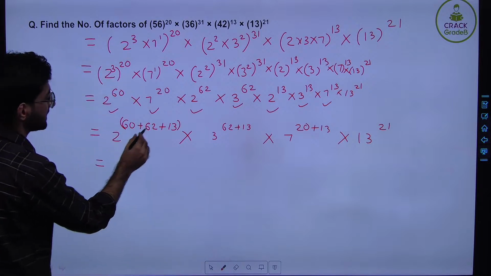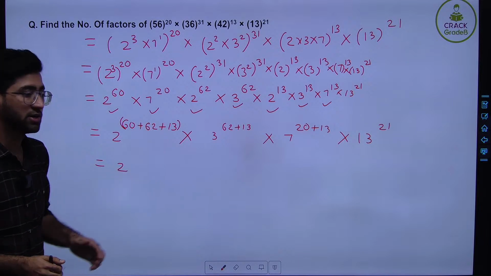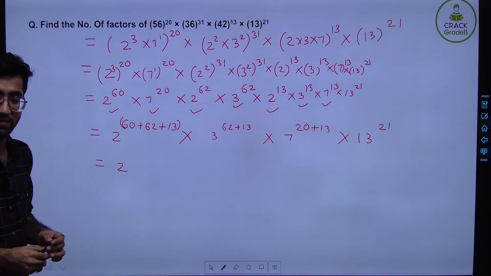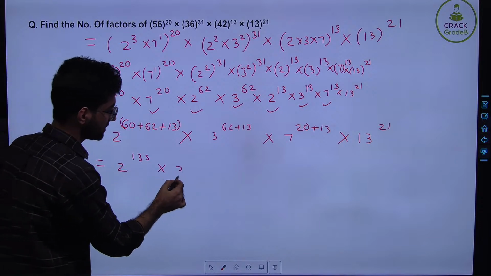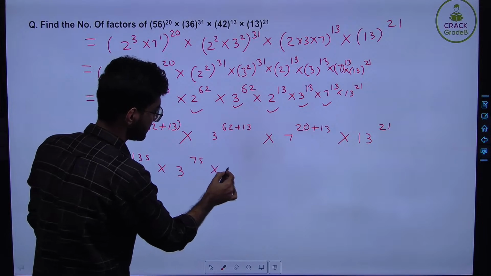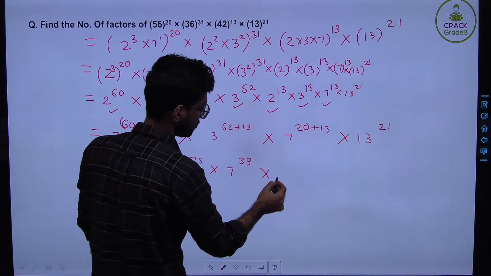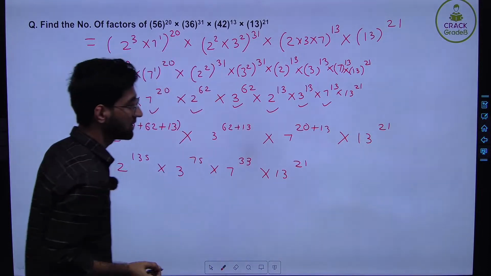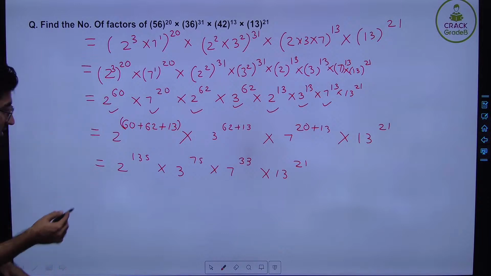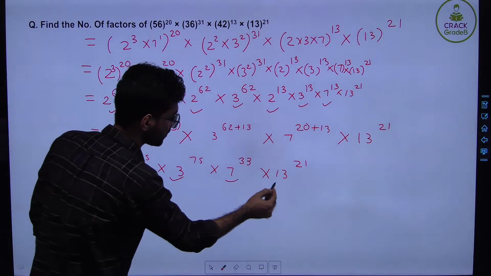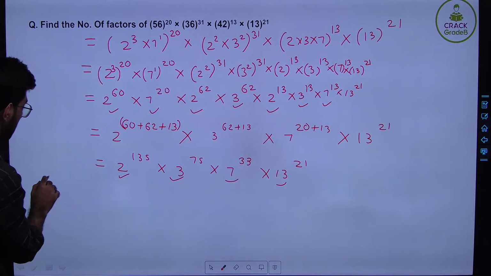2 to the power 60 plus 62 is 122, 122 plus 13 is 135, right? So 2 to the power 135 into 3 to the power 75 into 7 to the power 33 into 13 to the power 21. Now we can apply that formula of number of factors. Notice that these are prime numbers, right? So what will be the number of factors?